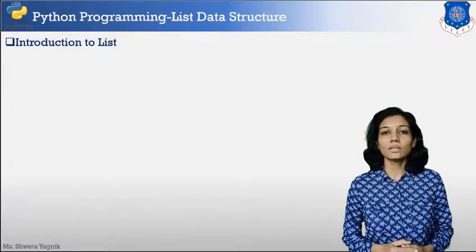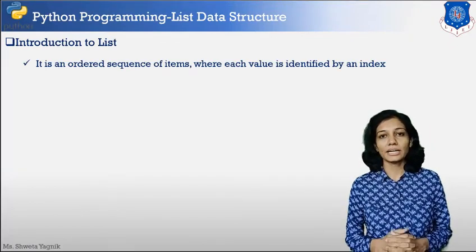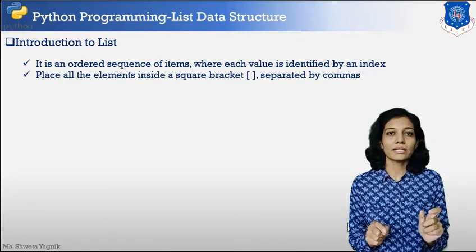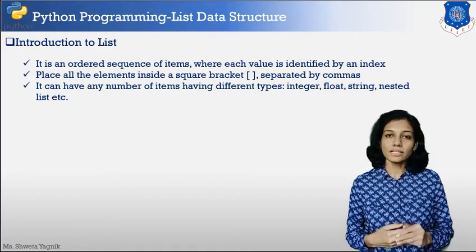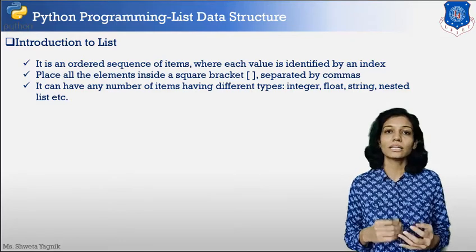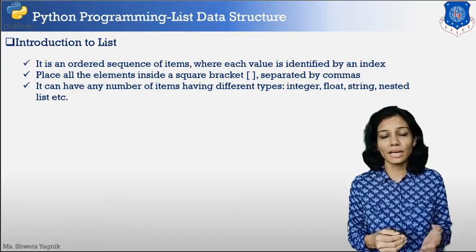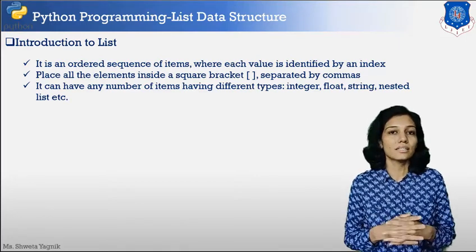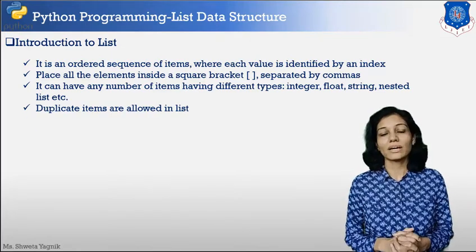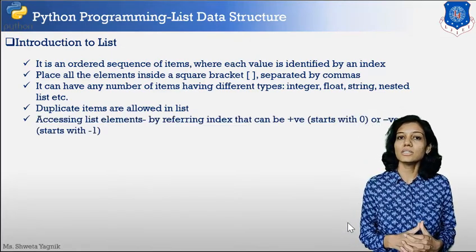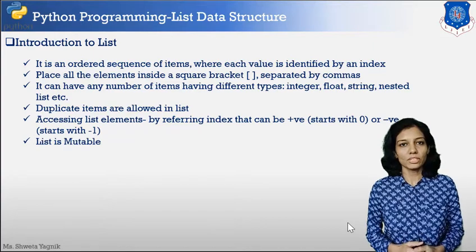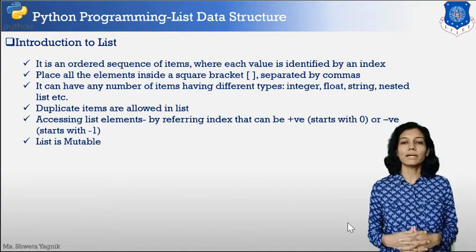So a list is an ordered sequence of items where each item is identified by an index. List items are kept inside square brackets and are separated by commas. Lists consist of many types of items: one element can be a string, another an integer, another a float, and it can contain a nested list itself. A list can contain duplicate values, and list items are extracted using positive as well as negative indexing, where positive indexing starts from 0 and negative indexing starts from -1. A list is mutable. So let's see practically how to implement a list in Python.